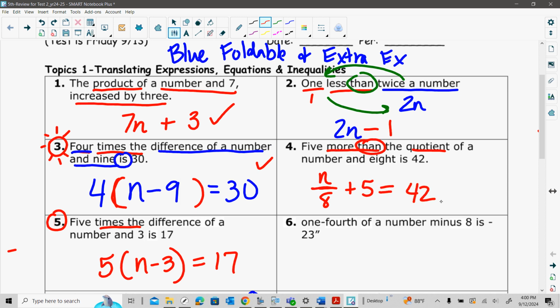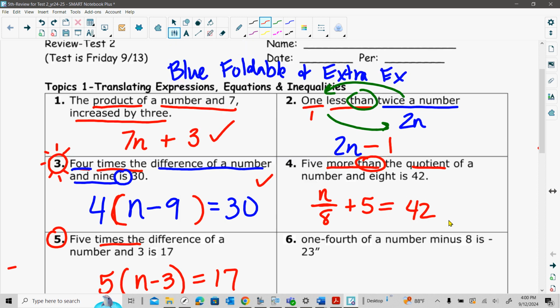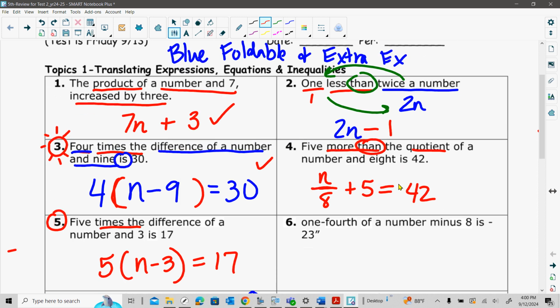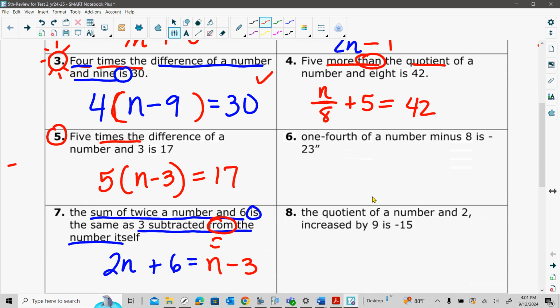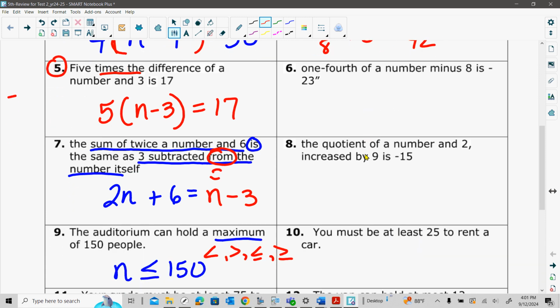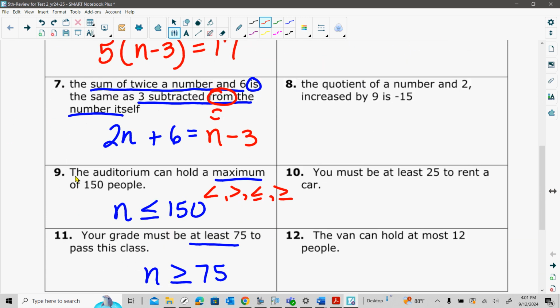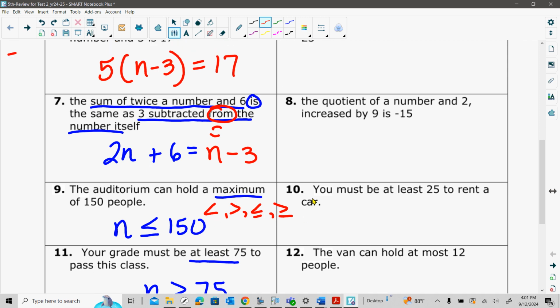Okay, so this is when we should be using our blue foldable and the extra examples to help prepare for this section. So I do want you to try to finish these. Remember, when you get down here to the last 4, 9 through 12, these are all inequalities that we're working on, okay?